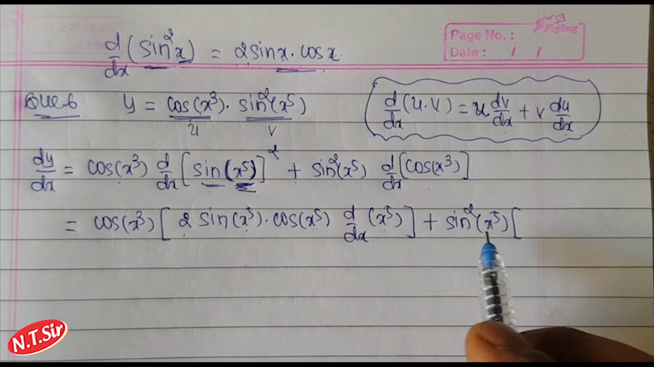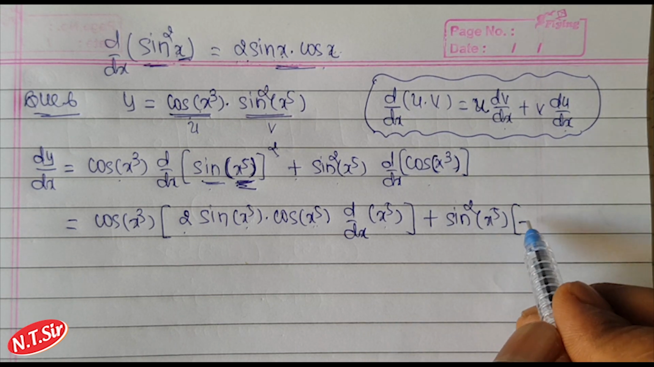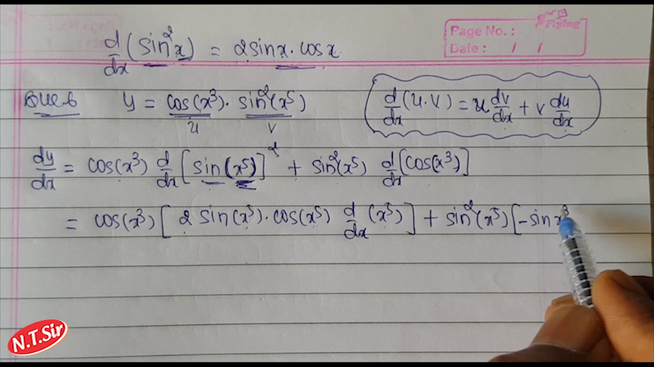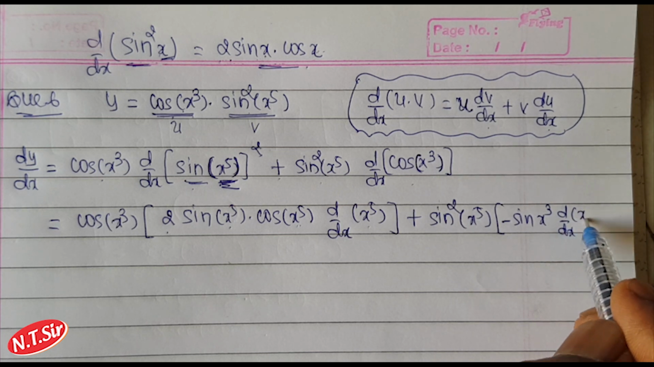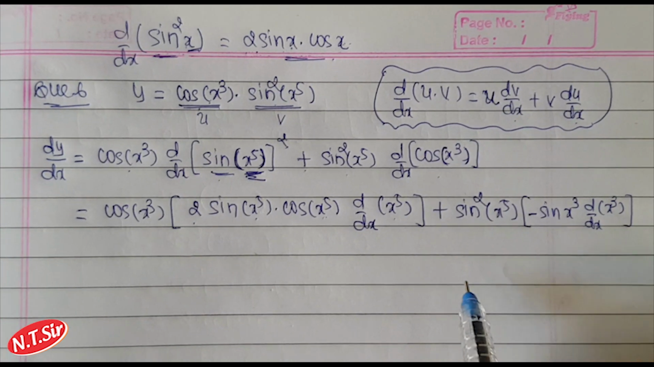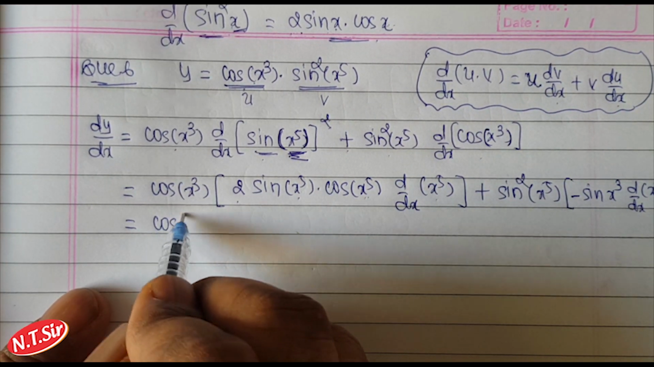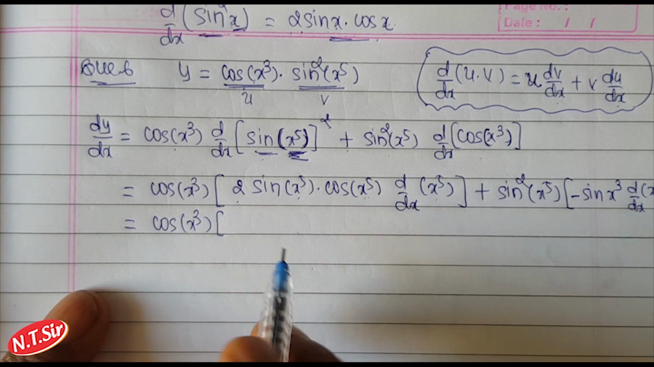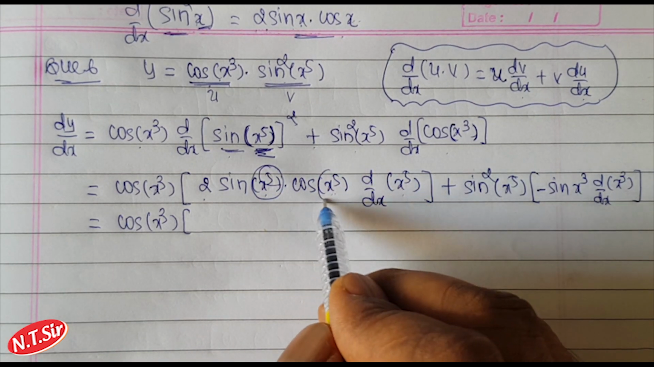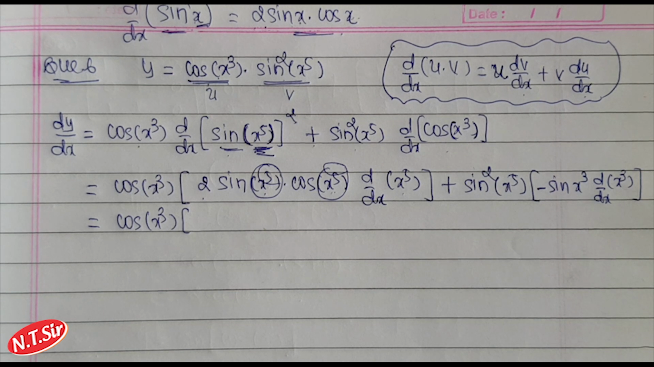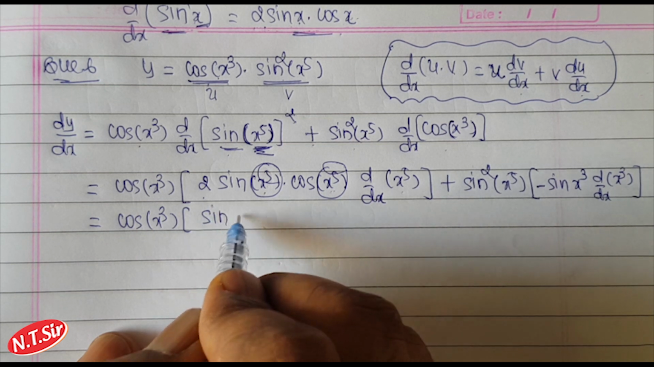Now derivative of cos x cube, that is cos bracket, derivative of cos bracket is minus sin bracket into d dx of bracket, that is x cube. Now this is cos x cube into, now this is 2 sin theta into cos theta, so answer will be sin 2 theta.